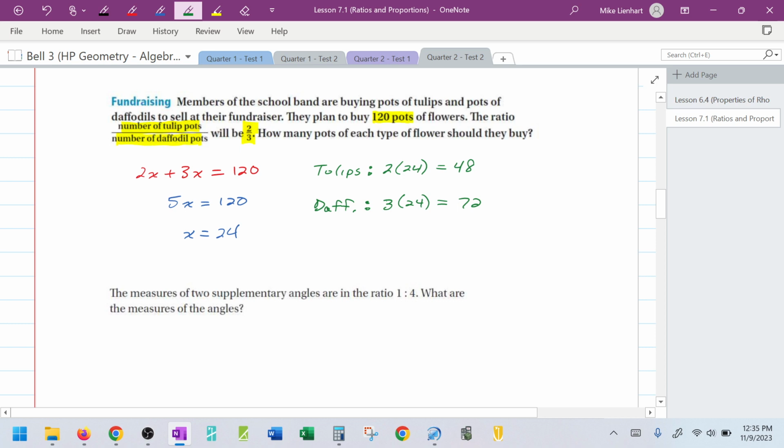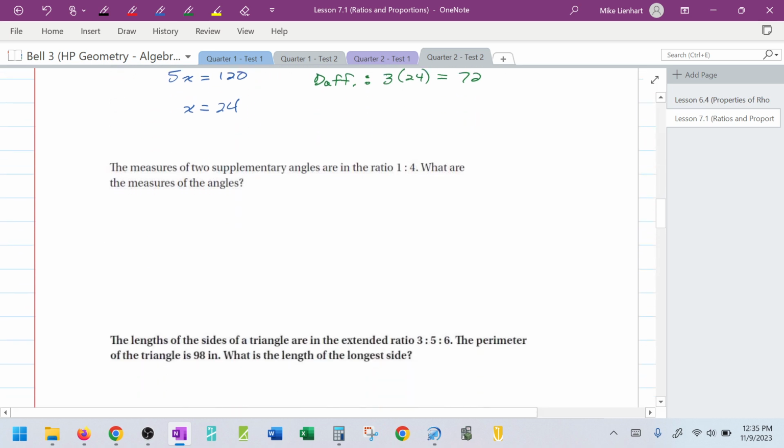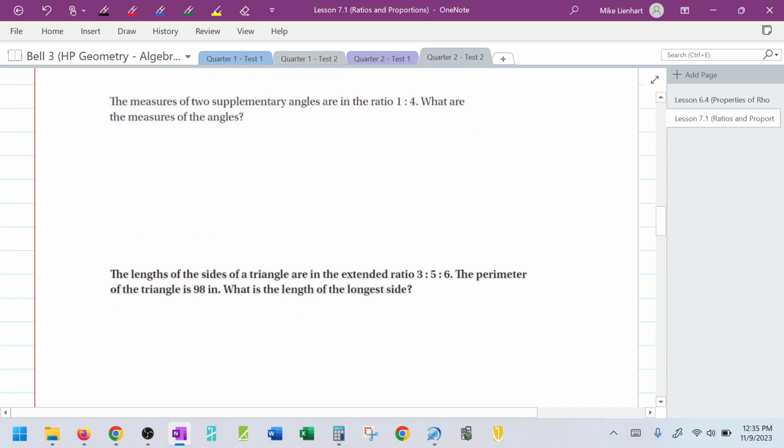Okay? This technique can be applied for that kind of problem or this one, where it says the measures of two supplementary angles are in the ratio of 1 to 4. There's my ratio, so I'm going to think 1x plus 4x. Supplementary tells me that those two angles have to add up to 180. This will allow me to find x. So 5x is equal to 180. Divide by 5, x is equal to 36.